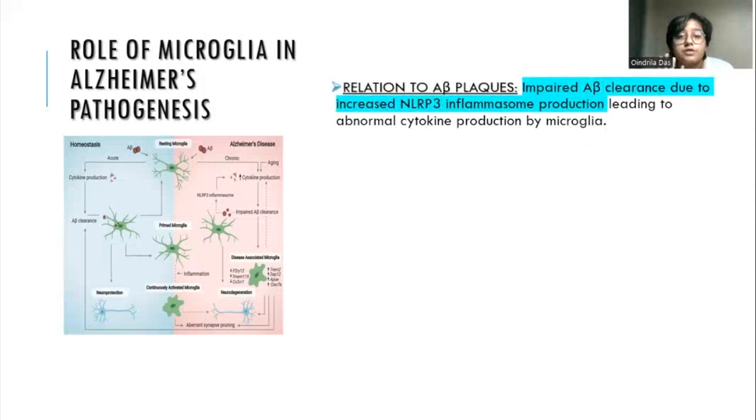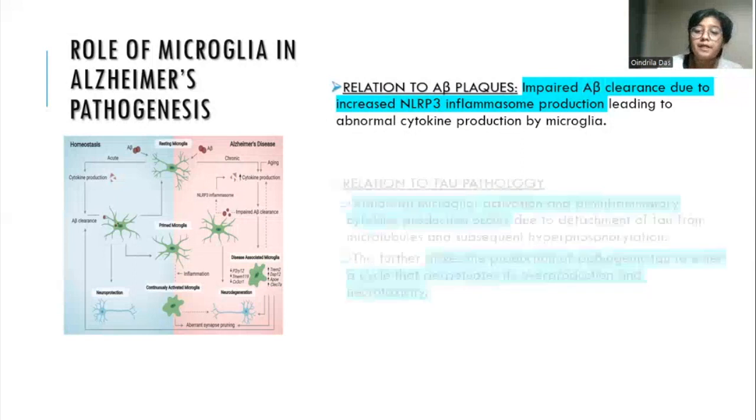In case of Alzheimer's, due to an abnormal increase in A beta production and A beta accumulation in the brain, there is an abnormal increase of NLRP3 inflammasome activity, which leads to abnormal cytokine production. This, combined with aging, leads to impaired amyloid beta clearance, and this perpetuates a cycle of neurotoxicity in the brain. Eventually it leads to neuronal death.